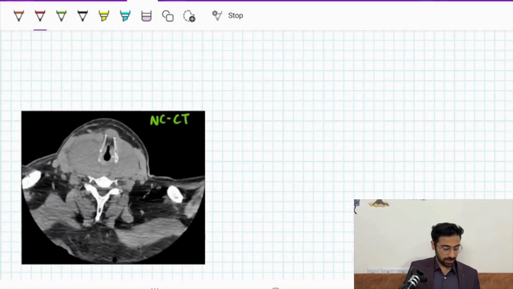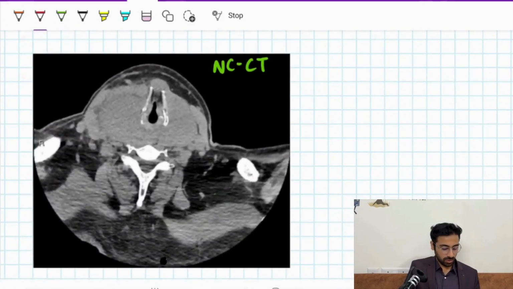You can see here, this is the diffuse variant. This is a non-contrast CT where the entire thyroid is replaced by this hypoattenuating mass-like infiltration that usually attenuates much less than the normal thyroid gland.